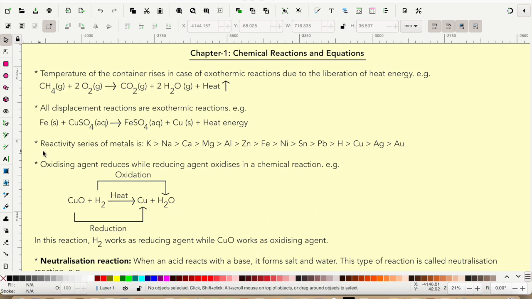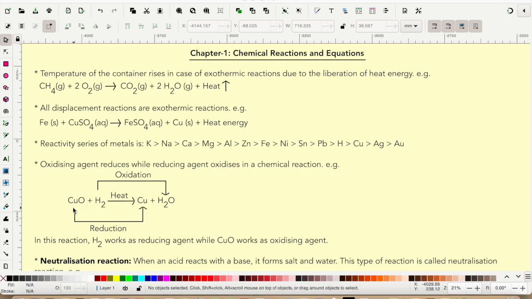Third point is reactivity series of metals is this. We will see a few questions based on the reactivity series. Fourth point, oxidizing agent reduces while reducing agent oxidizes in a chemical reaction.